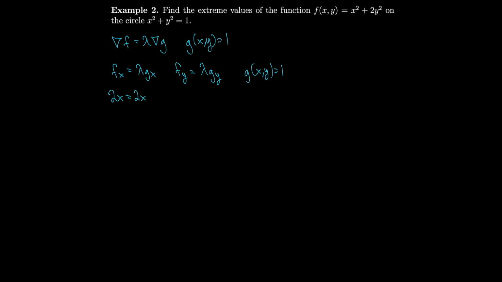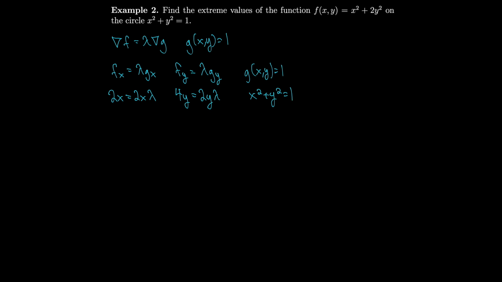So I'll just write 2x times lambda. Then partial with respect to y, well, there's a 2 over there, so that's 4y. And then there's no 2 here, so that's just 2y. And I still have my constraint, x squared plus y squared equals 1. Alright, so this is the system I have to solve.